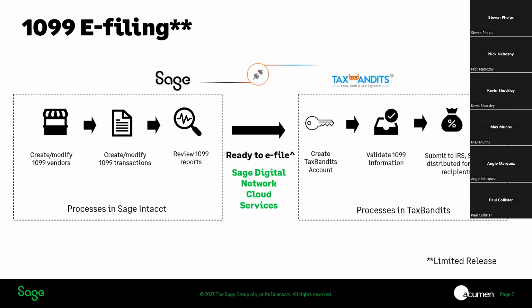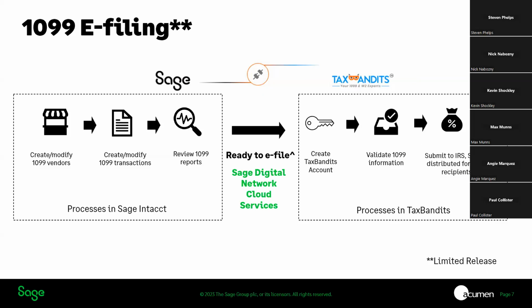1099 e-filing, right? We all have to do 1099s at the end of the year. You could always do that inside Sage Intacct. You could always create them, modify them, track them. All of that has remained the same. Make your edits and set everything up in the system. What's new now is this side: a partnership with Tax Bandits allows you to easily e-file through Tax Bandits.